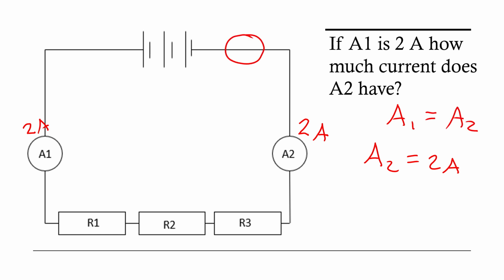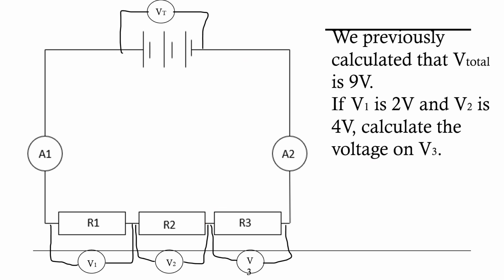If I added another ammeter over here, it would also be 2 amps. If I added another ammeter over here, it would also be 2 amps because it's in a series circuit. No matter where you put the ammeter, the reading will stay the same as long as it is in a series circuit. Then the last rule for series is your voltmeters. Again, nice and easy because it's in series. Everything is easy when it's in series, and that's why only grade 8s learn about series. But in grade 9, we throw in a little bit of parallel calculations there.